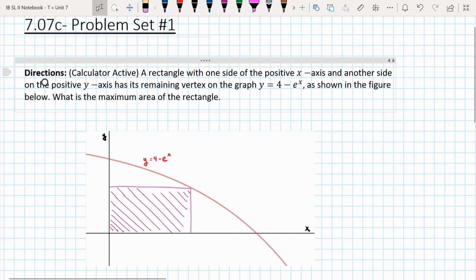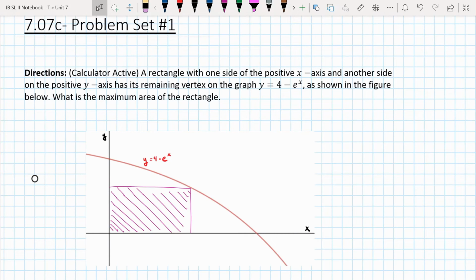Let's say we have a rectangle that is defined as this area under the function y equals 4 minus e to the x, where we'll call this some x value, the distance from the origin to this point, and the y value is the height here. All right, we want to figure out the maximum area of this rectangle, and this will be calculator active. So the first thing we're going to do is come up with an equation that represents the area of the rectangle in terms of one variable, x.